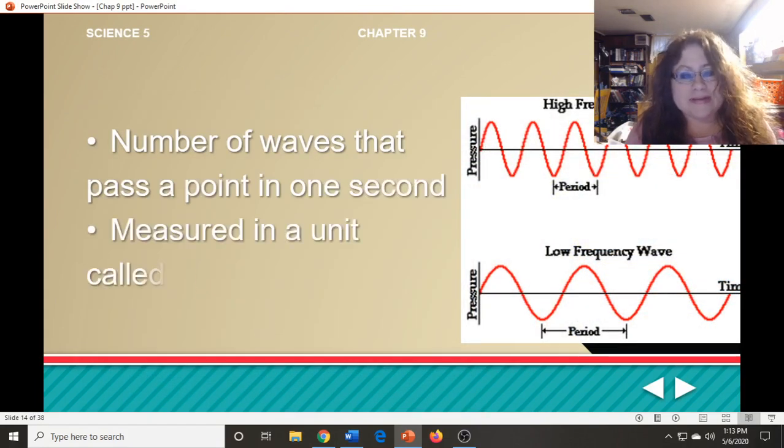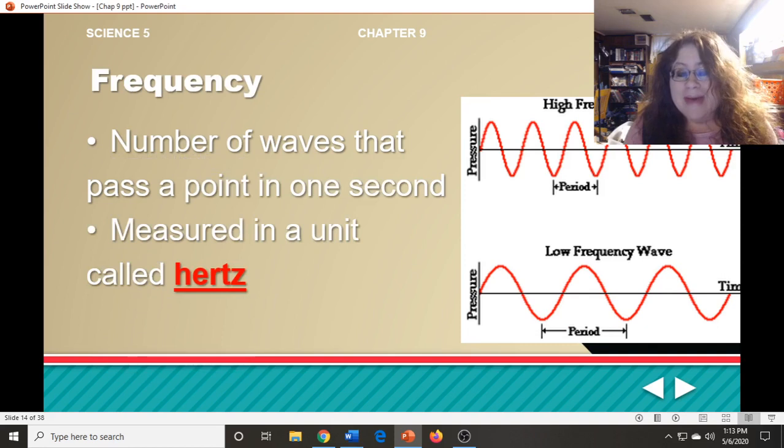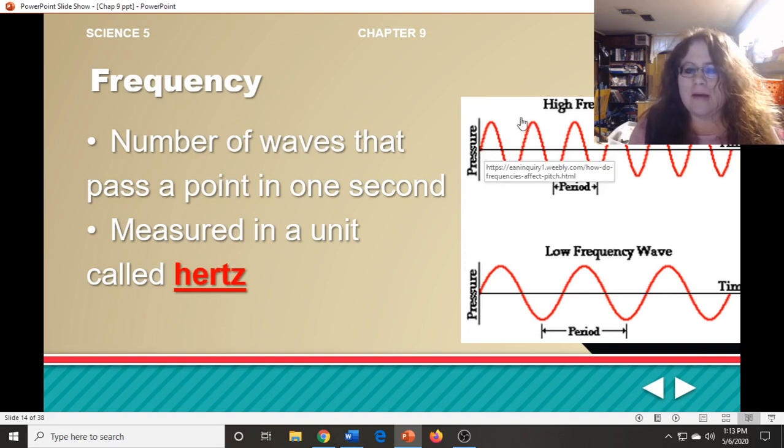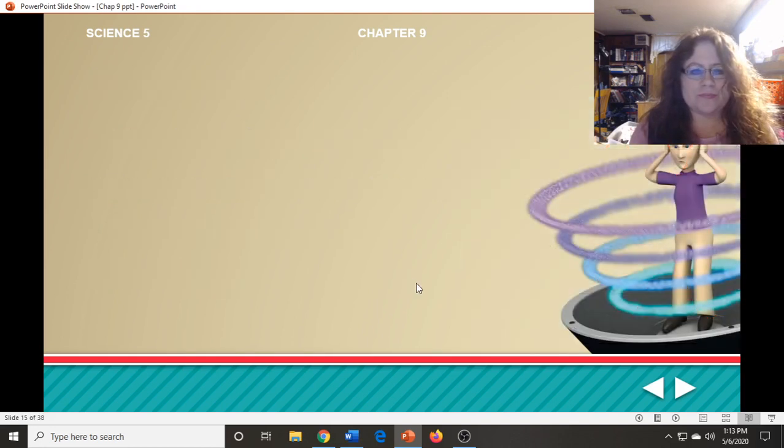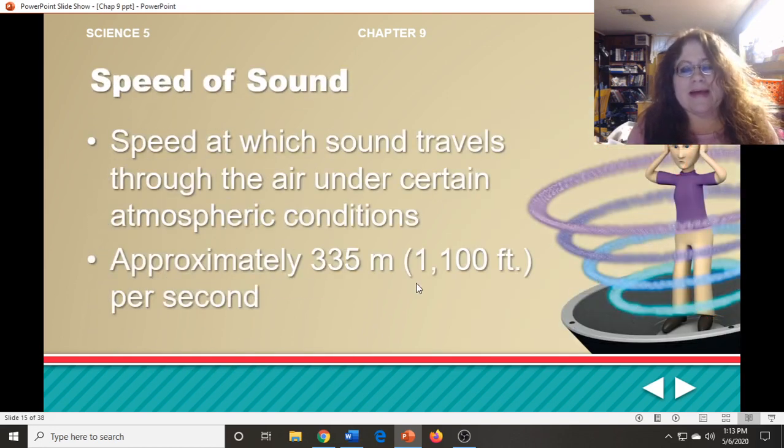We learned about frequency, the number of waves that pass a point in a second, measured in hertz, often abbreviated as Hz. And we see a high frequency wave, where many waves pass in a second, and a low frequency wave, where fewer waves pass in a second. We talked about the speed of sound in the air, and we said it was approximate because it does depend on weather conditions. It is approximately 335 meters, which is 1,100 feet, per second.